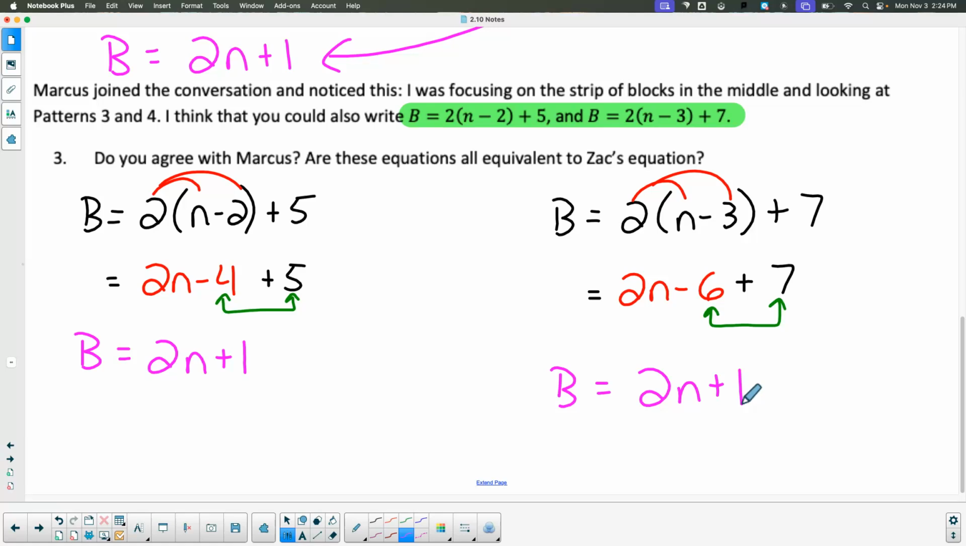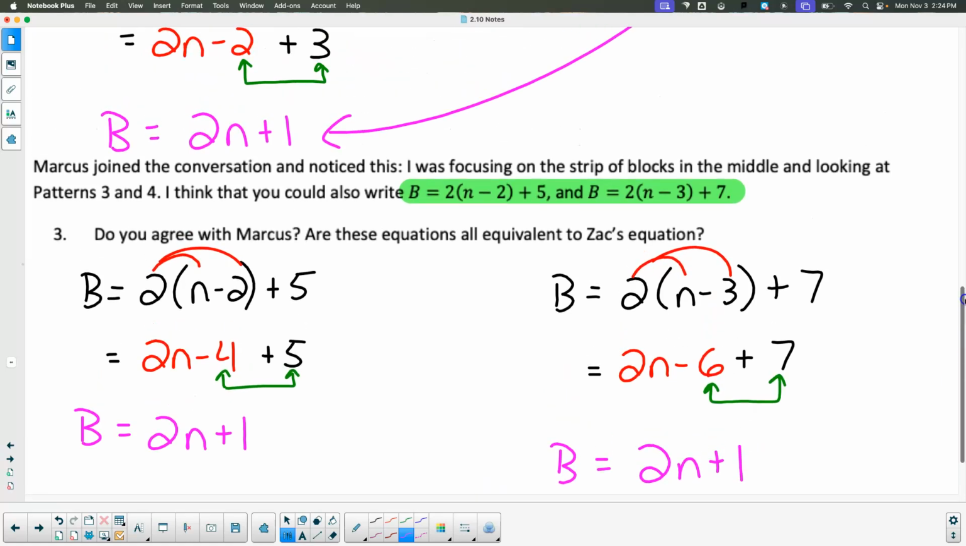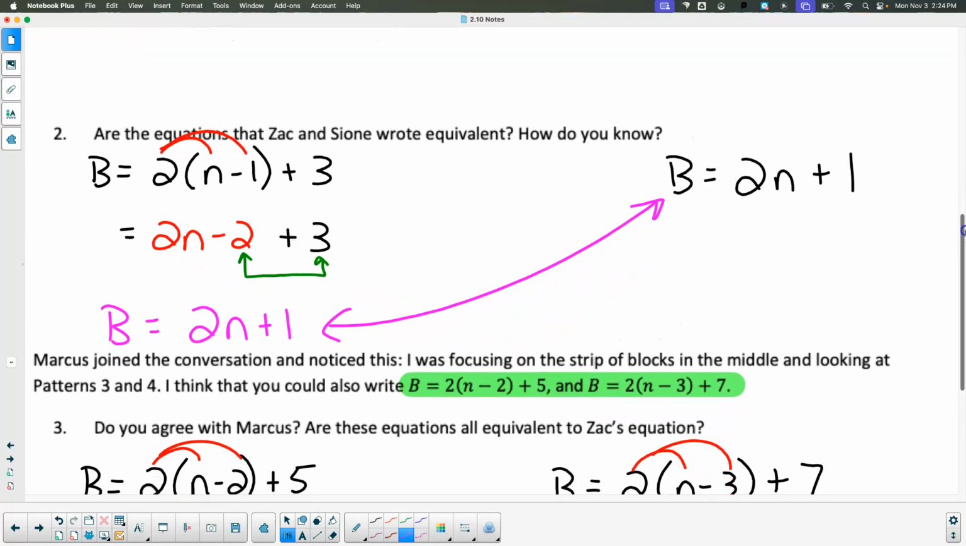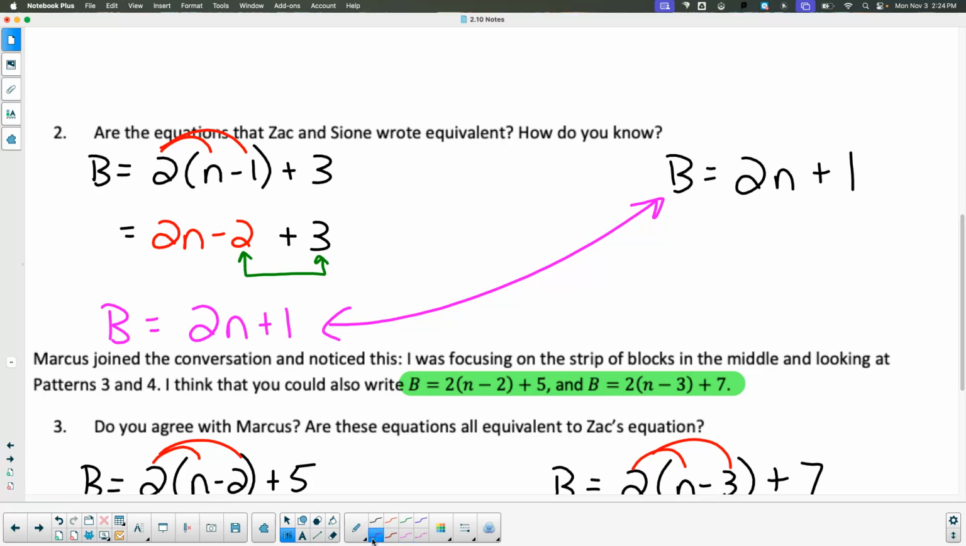So all 3 have written the same equation. They just wrote it in different ways. Now, if we're thinking about this in terms of a chart, if we had the pattern number and the amount of squares that Grandma Billings was using, we had pattern 1 had 3 squares. Pattern 2 had 5 squares. Pattern 3 had 7, and pattern 4 had 9.